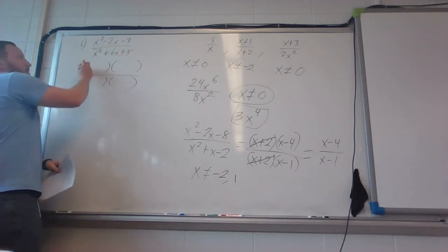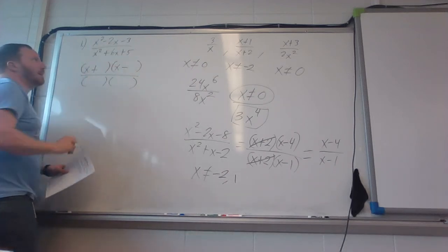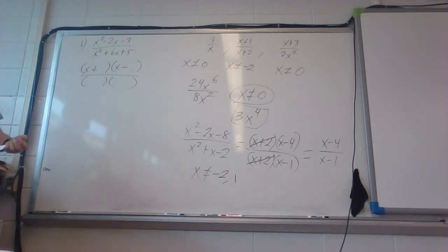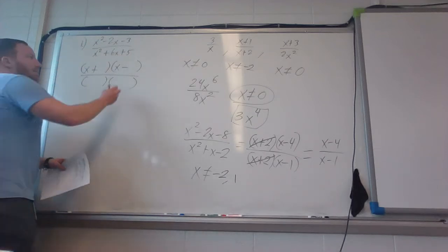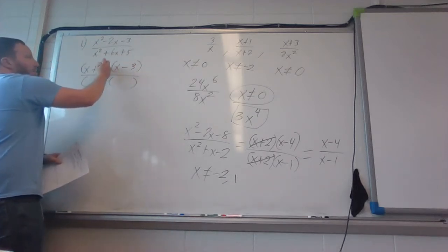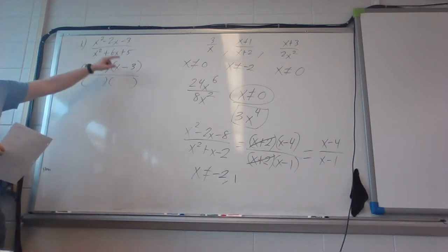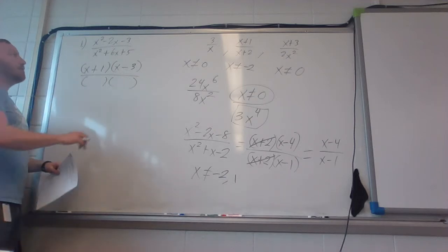Plus minus, so the signs, we've got to have one positive, one negative. 3 is prime, so our only options are 3 and 1. But we need that negative 2. So that means we have to have a negative 3, positive 1. 1 minus 3 gets us that negative 2. Times negative 3 gets us that negative 3.